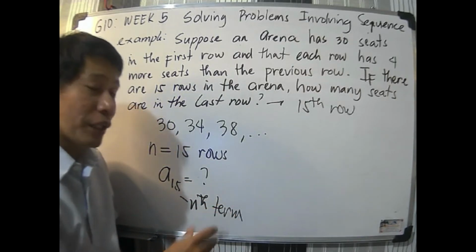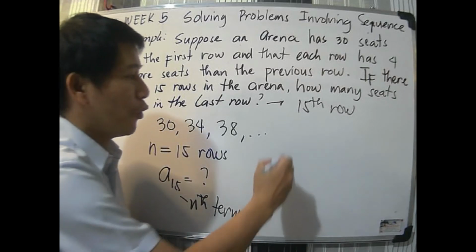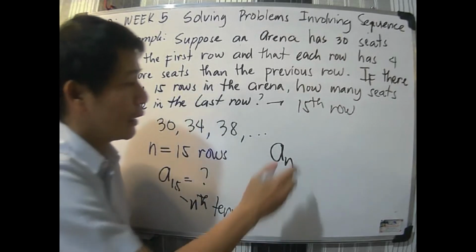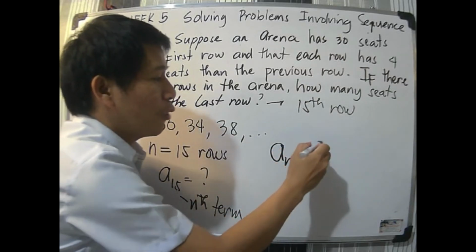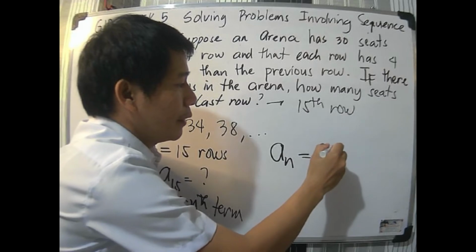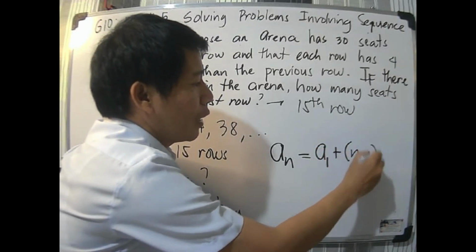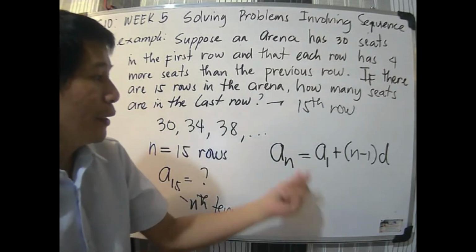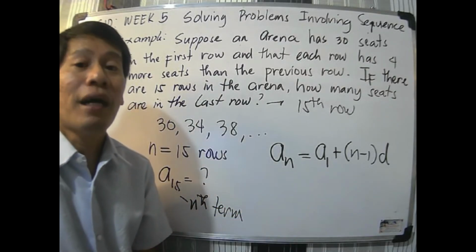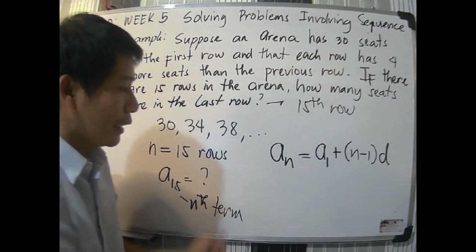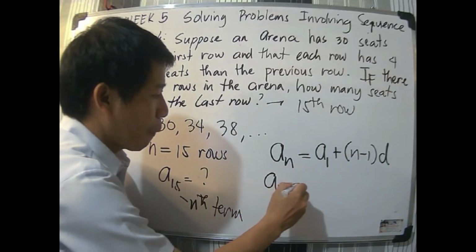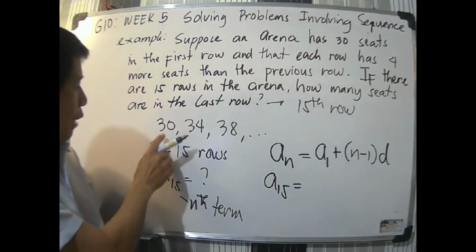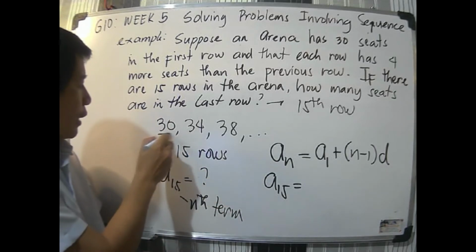Right? So, in other words, ang gagamitin nating formula to find that 15th term is A sub n is equal to A sub 1 plus n minus 1 times d. Ito yung formula natin in finding the nth term of arithmetic sequence. At ang hinahanap ay A sub 15. And that's our n, right? So, substitute. Ano first term natin? In our example here, ang first term ay 30.